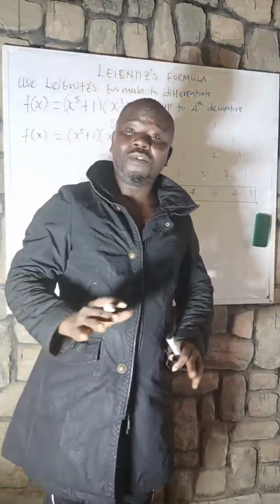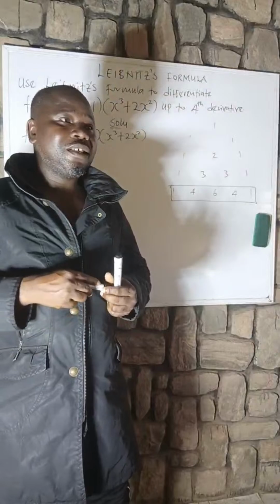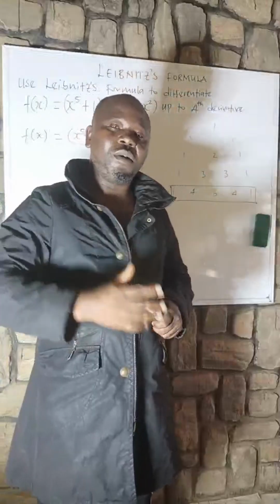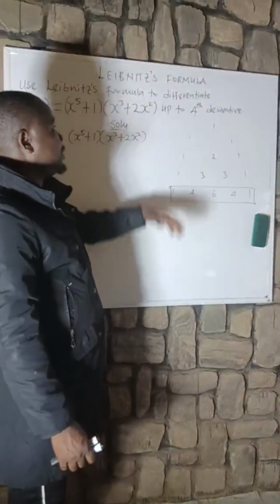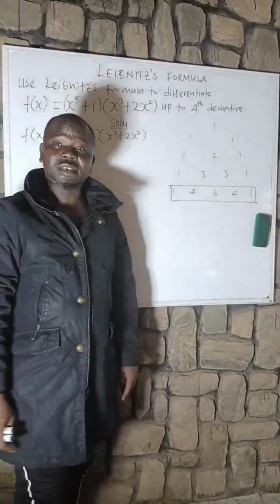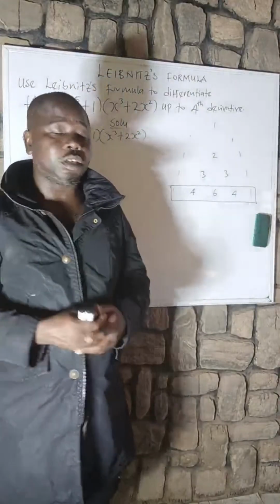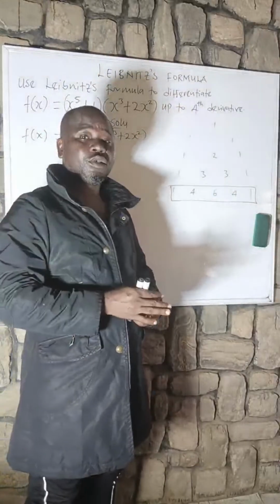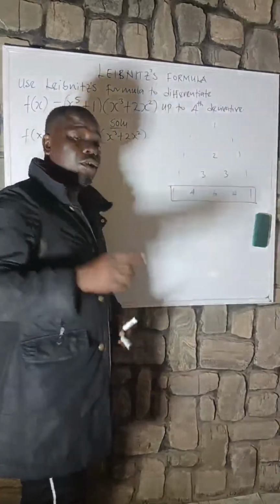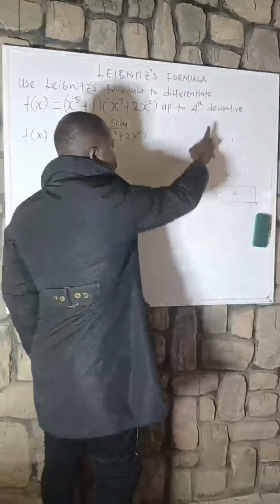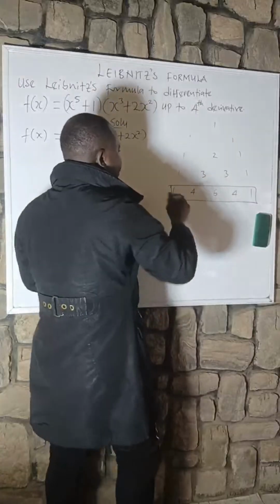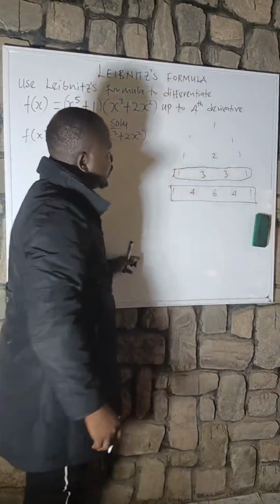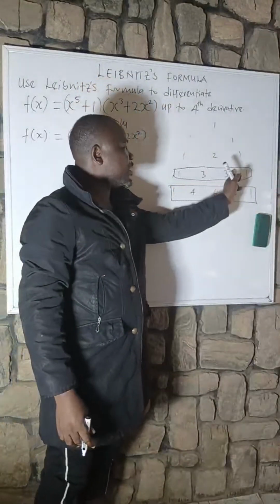You're almost done with the formula. I'm just trying to open your eyes on how to come up with the Leibniz formula. Is that clear? So since it is up to 4th time. But supposing they said up to 3rd derivative, where your mind will go, you have to count 1, 2, 3. So this is where you stop. So you just need this.